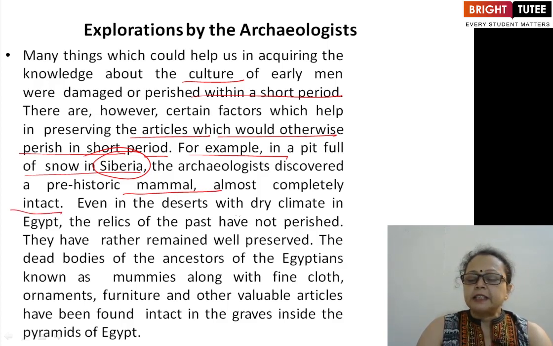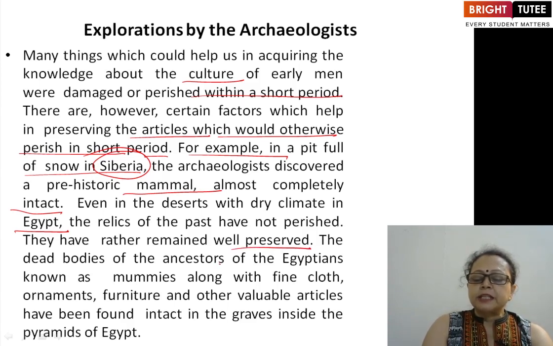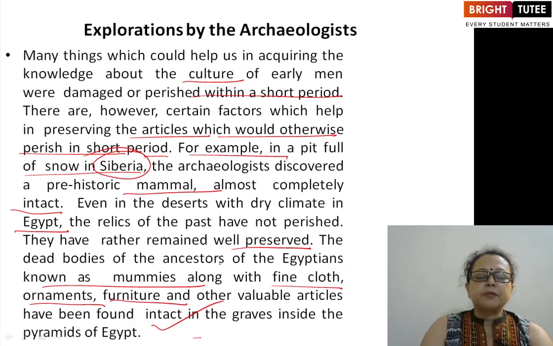Even in the deserts with dry climate in Egypt, the relics of the past have not perished. Here, Siberia is the cold desert, but in the dry desert of Egypt also the relics of the past have not been completely perished. They have remained well preserved. The dead bodies of the ancestors of the Egyptians, known as mummies, along with fine cloth, ornaments, furniture, and other valuable articles, have been found intact in the graves inside the pyramids of Egypt.